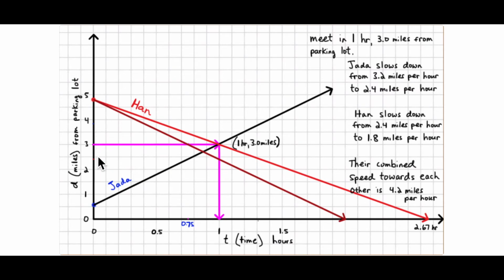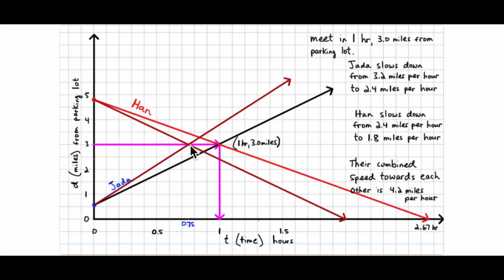So they're covering this distance in 1 hour. So here's both of them. This is what they were before. So they reached that distance of 3 miles from the parking lot sooner because they both are walking faster this time. So this is a faster rate than this rate for Jada, and this is a faster rate, it's more slanted, than this rate for Han.